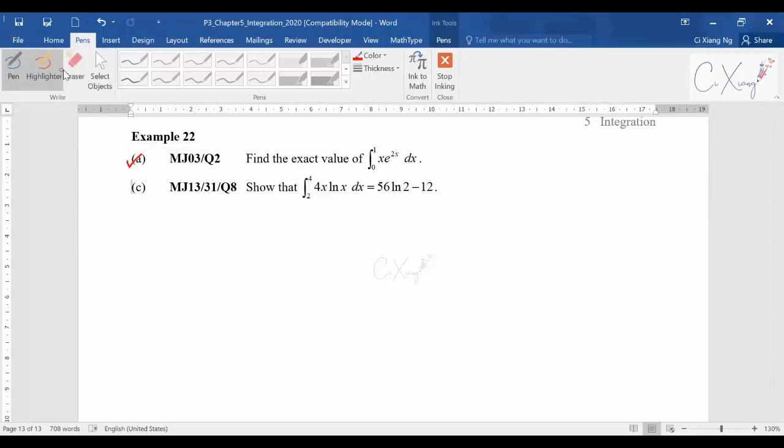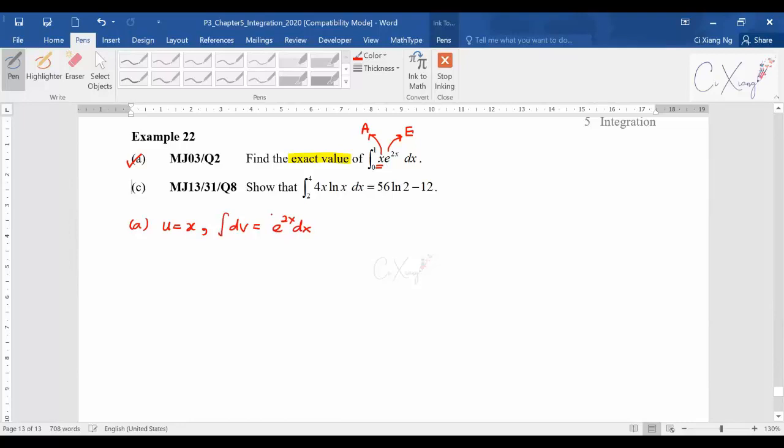For part A, they want you to find the exact value. Highlight the word exact. It tells you that your final answer can be in long form or short form, but it shouldn't be a decimal number. So find the exact value for this equation. Before I start, let's have a look here. x is an algebraic function, so A, and e is an exponential function, so E. According to our LATE rule, generally the higher one will be the algebraic function. So you let u equals x, and you let dv equals e^2x dx.